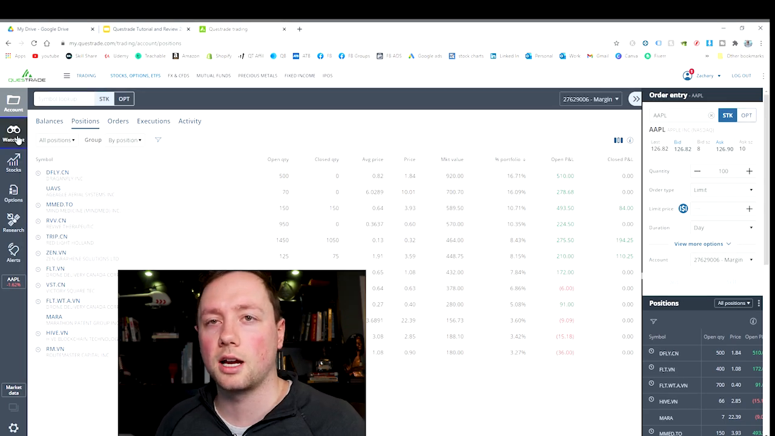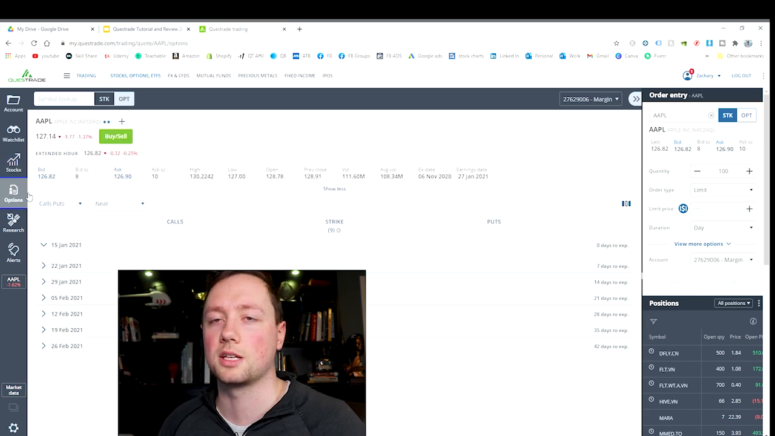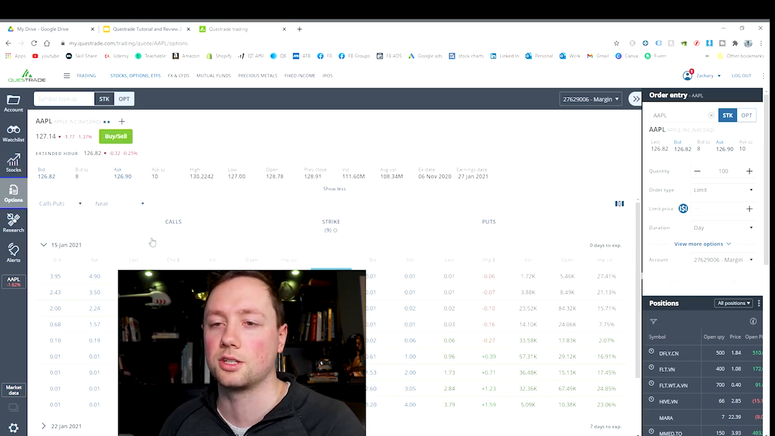Now, on the left-hand side here, you can go through your watch list, you can go through different stocks that you're watching, and you can basically break down different types of things. You can even buy options on here, but what I want to do is dive into IQ Edge because that is the best software that Questrade offers.